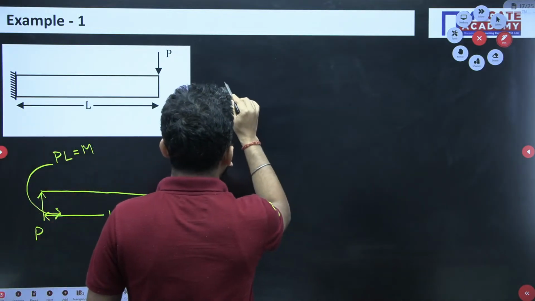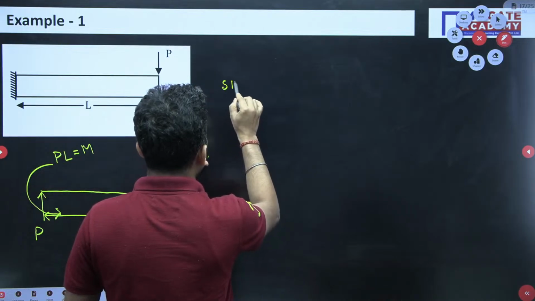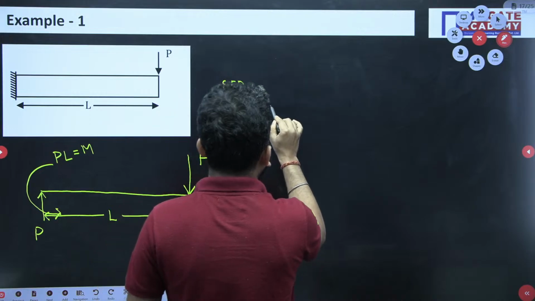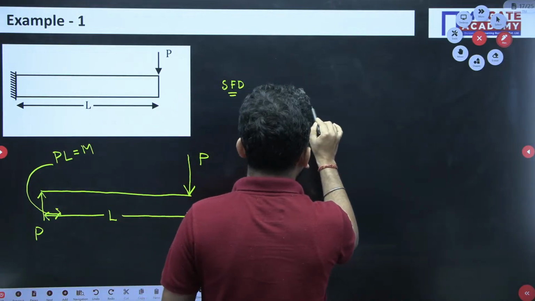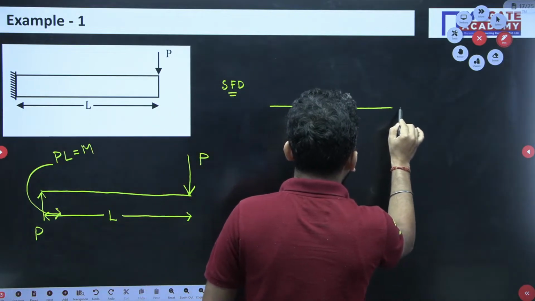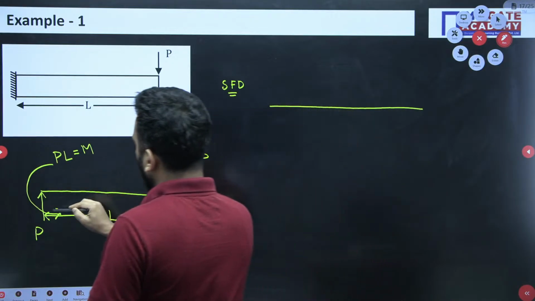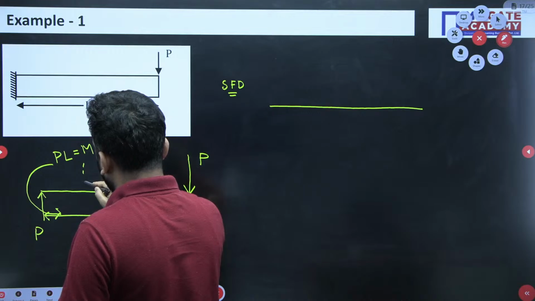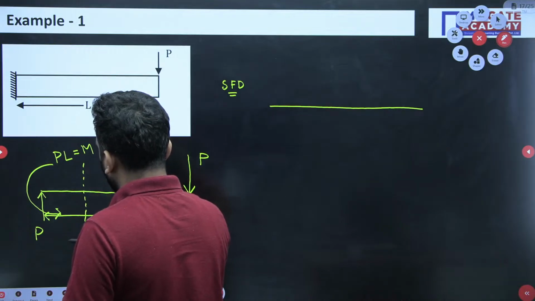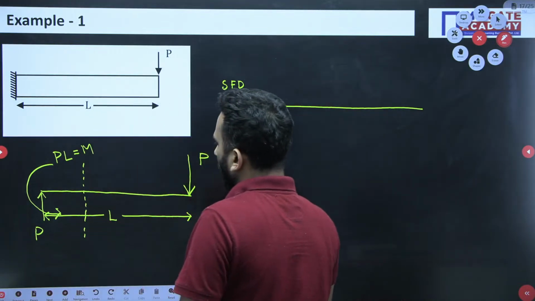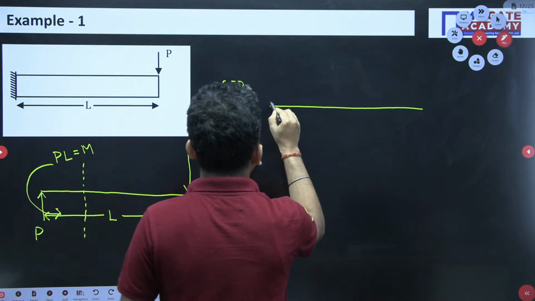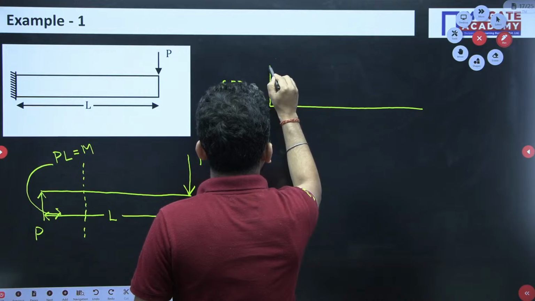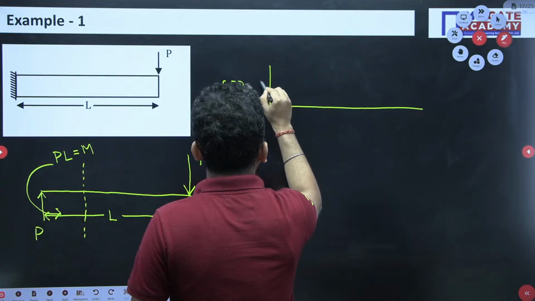Now if I have to draw the shear force diagram, how will I draw? If I start from the left, you know that we always start from the left only. So there is a point load P, so simply draw upward. This is the point load and its value is P.